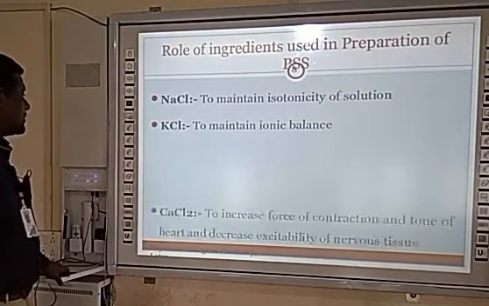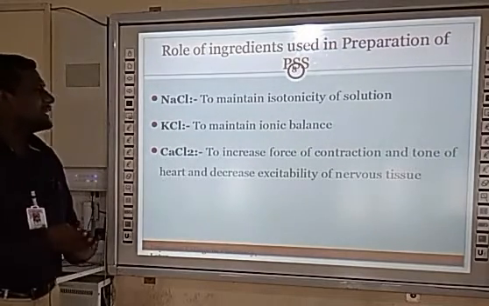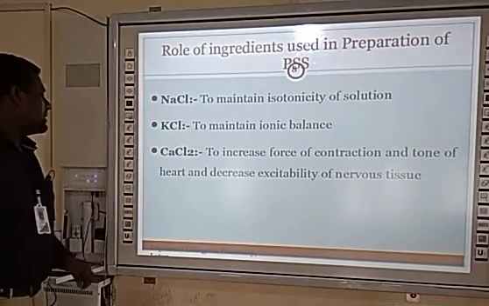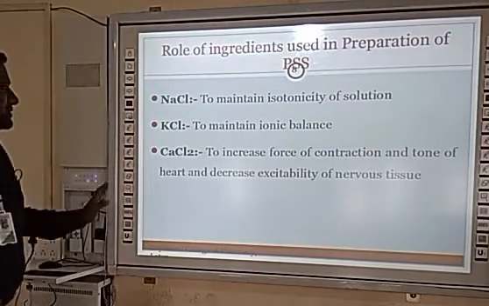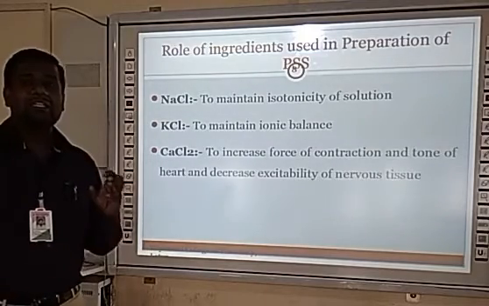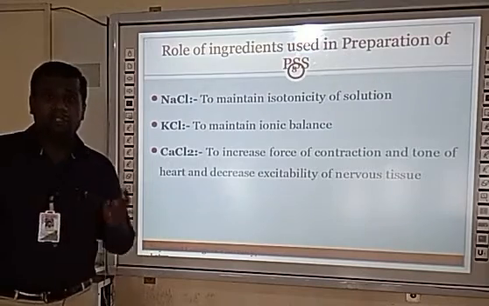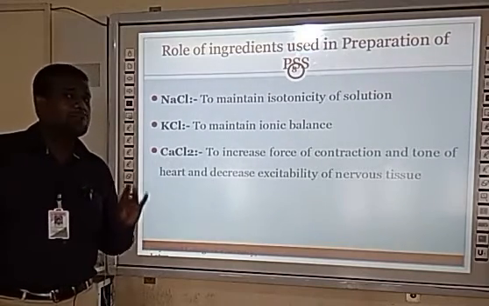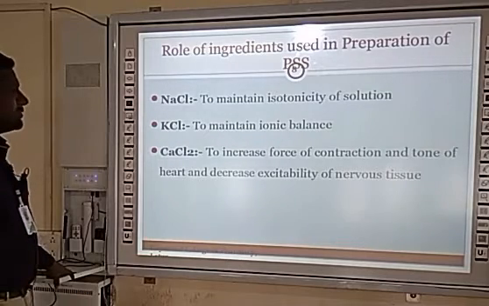Next one is the role of calcium chloride: to increase force of contraction and tone of the heart and decrease excitability of nervous tissue. So that is the role of calcium chloride, meaning it increases force of contraction as well as tone of heart muscles, that is, it produces positive chronotropic and positive inotropic effect. So that is the role of calcium chloride.